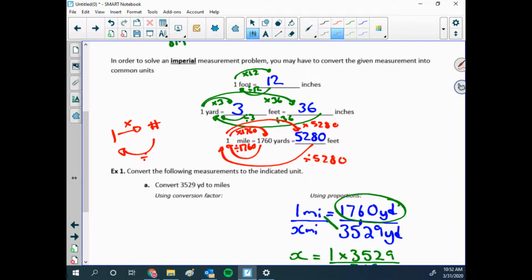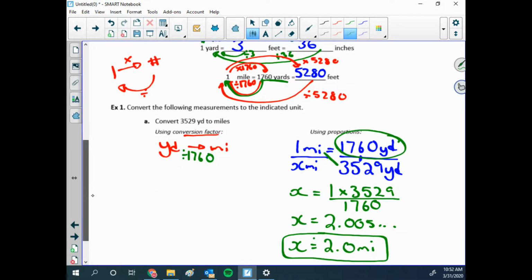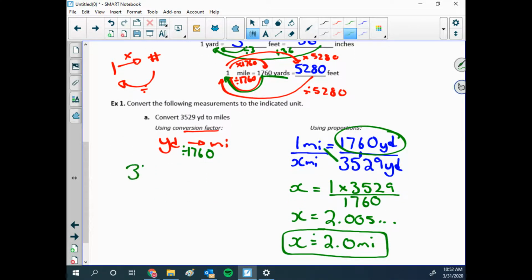So here, let's take a look at what conversion factor I'm going to use. In this question, I'm going from yards to miles. So I usually write this down for myself. I'm going to go from yards to miles. So I'm going to start at yards, and I have to go backwards to miles. If I'm going backwards here, I need to divide by 1,760. So I would take the number in the question, 3,529, and divide it by my conversion factor, which is 1,760.